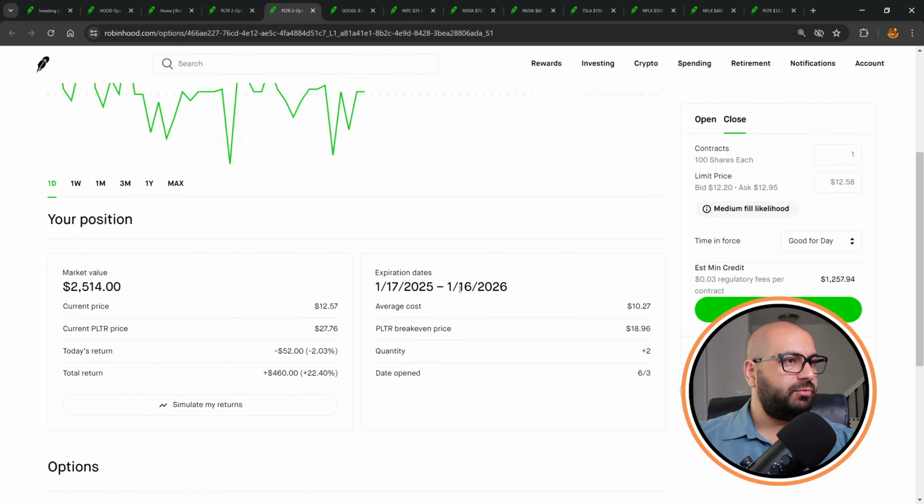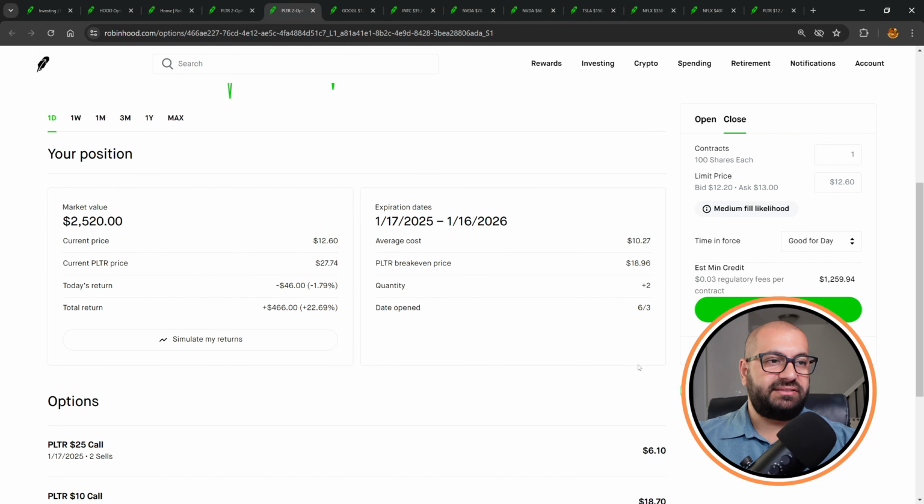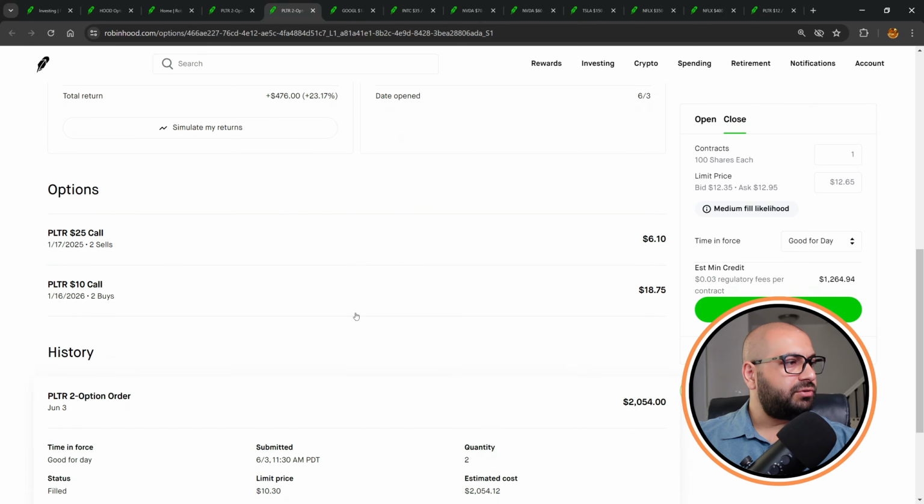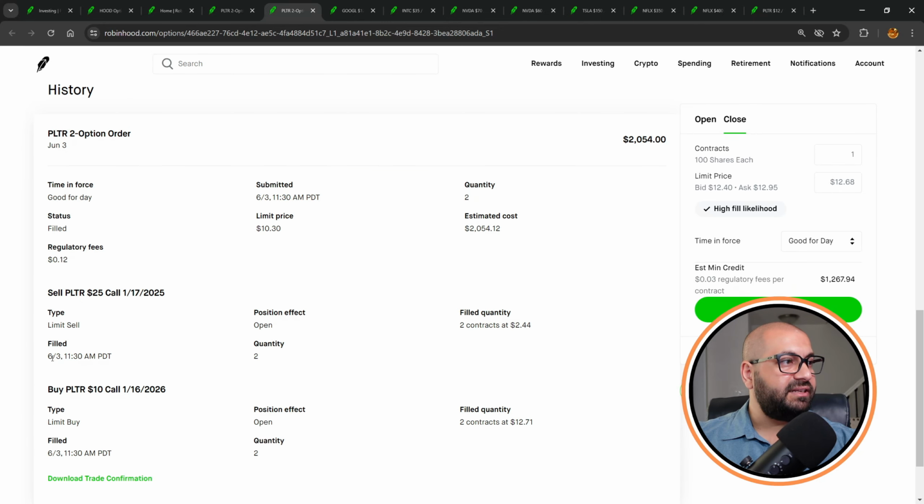I also have another one on PLTR. This one I took a longer time frame and I opened another 2 contracts. It was opened on the same date, which is June 3rd. I paid $10.27 per share. I also have an unrealized gain of 23.47%, or $476. If we scroll down here, you will see the details for this trade, what time it was opened.